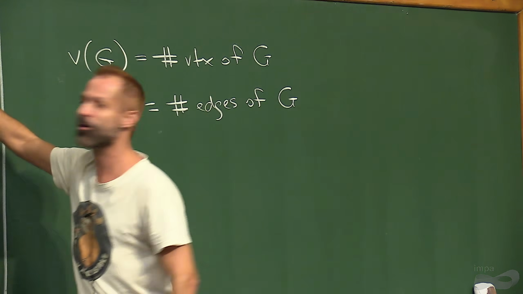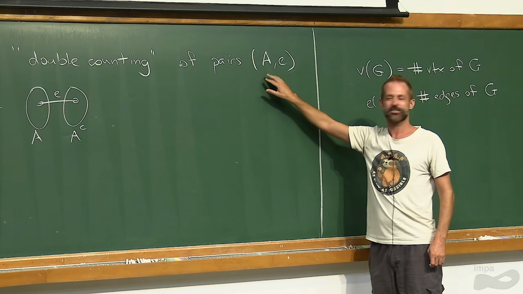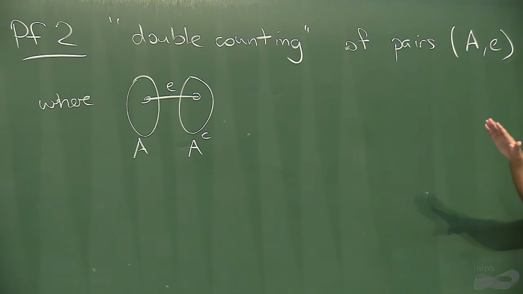Okay? So you want half the edges to go across. So we're going to count these pairs such that the edge goes between A and A complement. How many are there?